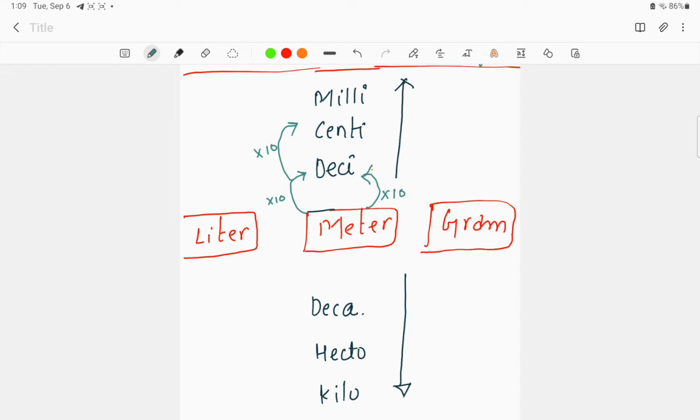And if we are converting meter into millimeter, we will multiply by how much? 3 times 10. How? Meter to deci is the first step, deci to centi the second step, and centi to milli the third step. Here we multiply by 10 three times. So for converting meter into millimeter, we multiply by 1000. This is how we follow the steps. Similarly for liter and gram we follow the same steps, like converting liter into deciliter.